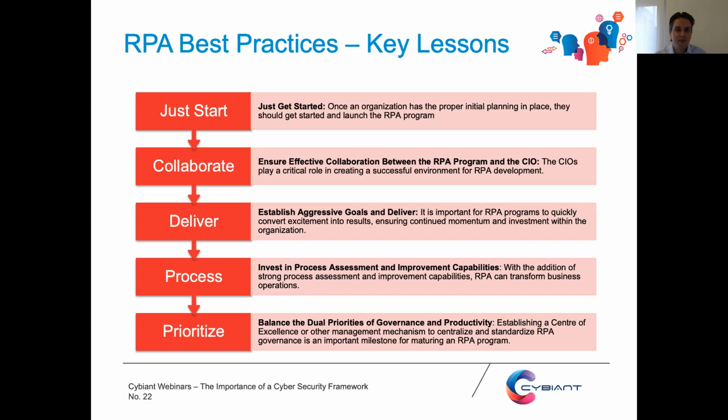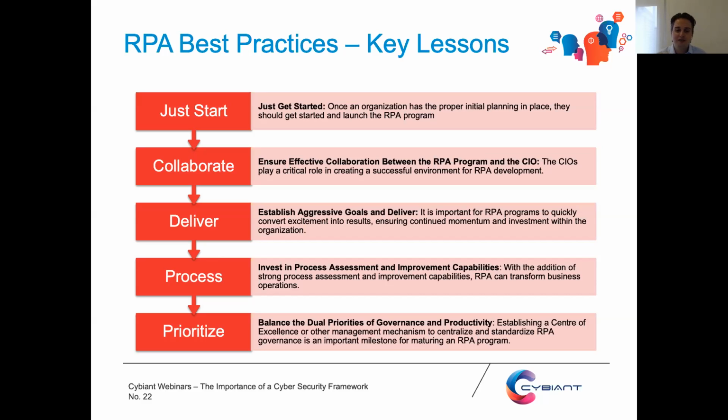Third key piece of advice is to really establish aggressive goals and deliver. Make sure that you have processes in place that can quickly convert excitement into results so that you can showcase how RPA can help organizations become more efficient, and how you can ensure that cost savings are realized.